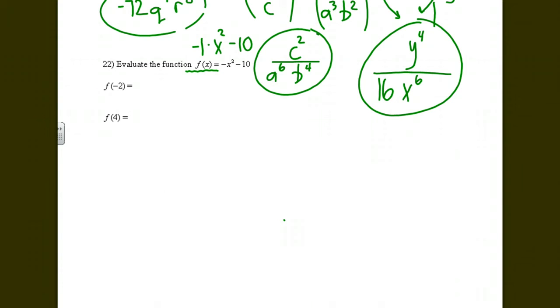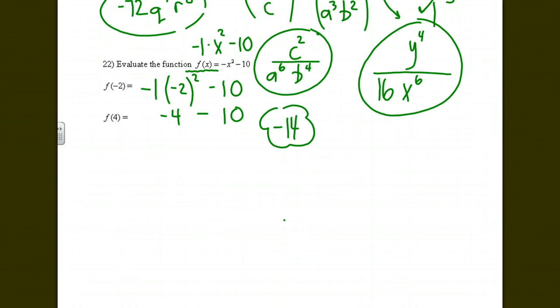When I put a negative 2 in, I always use parentheses. So this is like negative, I'll just put the invisible 1 in, negative 1 in parentheses, negative 2 squared minus 10. Okay, negative 2 squared is 4, but then I take it times a negative 1 and I'm going to end up with a negative 4 minus 10, which is ultimately negative 14. So f of negative 2 is equal to negative 14.